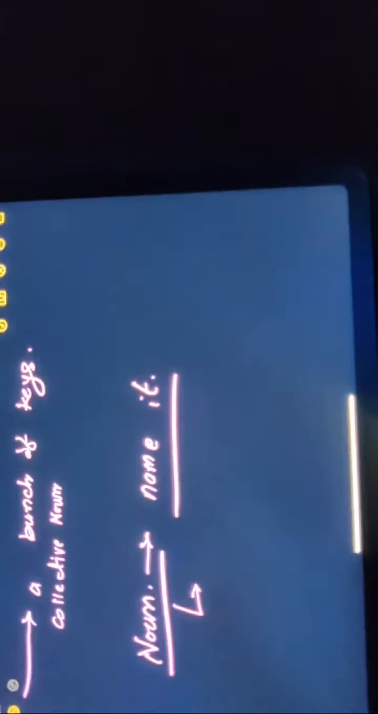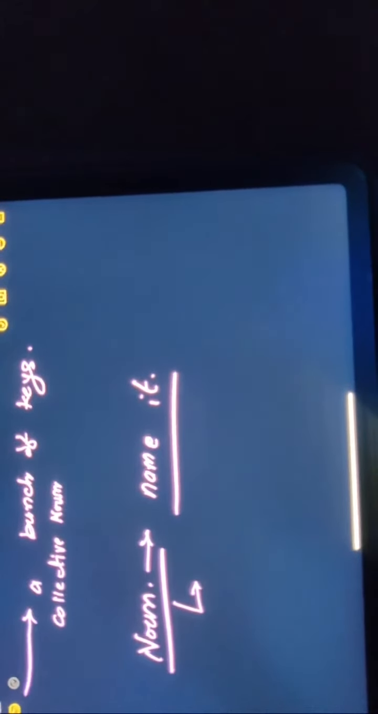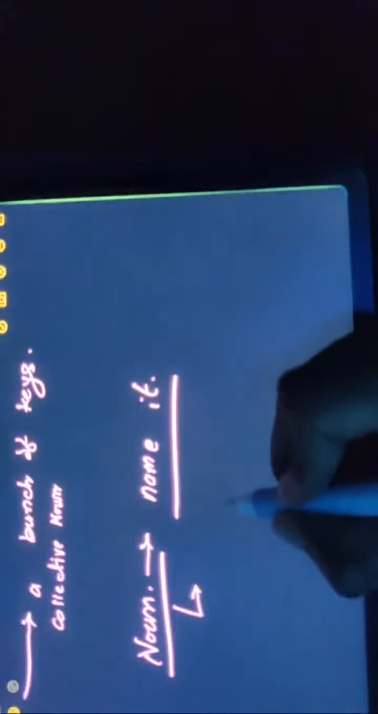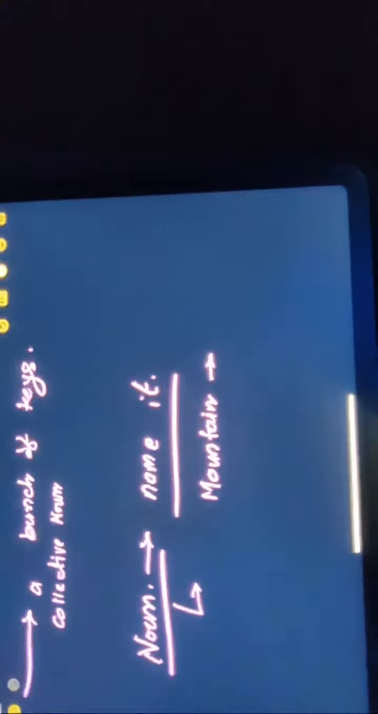Now imagine that particular thing. It could be anything. Give me some examples of nouns, guys, and I'll try to find out whether that's countable or uncountable. Come on, I'm waiting for your response. I want you guys to give me some examples. And meanwhile, let's take a look at mountain. Is it countable? Yes, you can count a mountain.